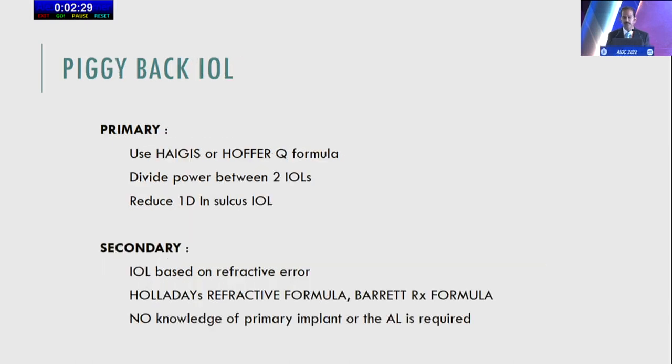Piggyback IOLs depend on whether it is primary or secondary. If it's primary, use a Haigis or a Hoffer formula, arrive at the IOL power, and divide the power into two IOLs.